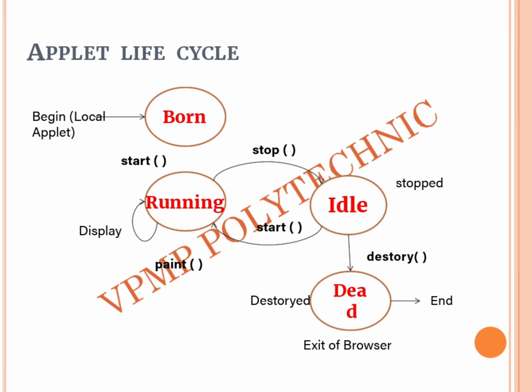First step involves beginning or being born, which uses the start method. Then it will move to the running state. If the applet is in the running state at that time, it uses the paint method to display the output. If it moves to the idle state, at that state, it can use start or stop methods. At last, applet will move to the next state, which is dead state. During that time, it uses the destroy method to execute the browser. We'll move on to the next slide.